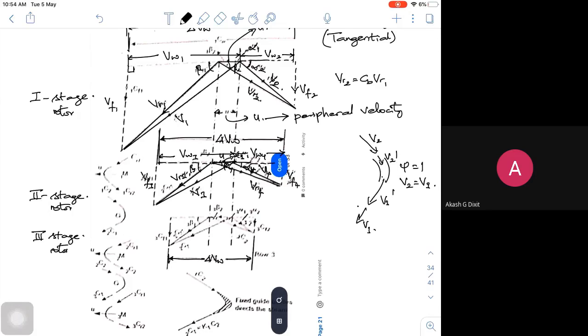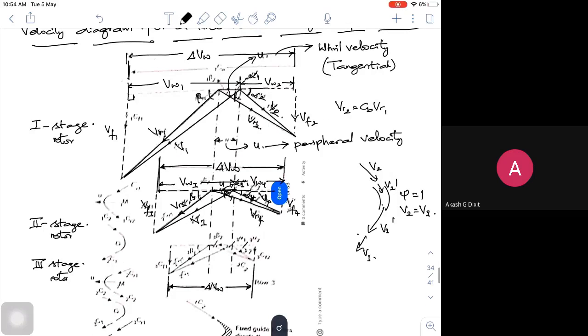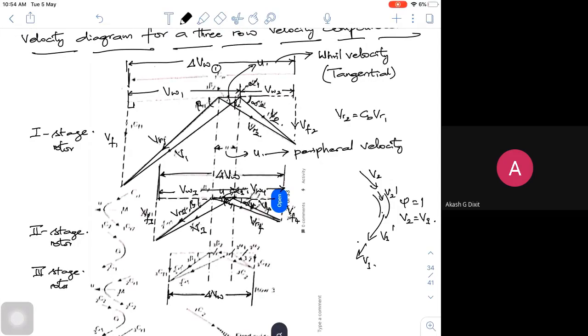So at each and every stage, what is the difference between my delta VW for the first stage and delta VW for the second stage? If both my VW1 and VW2 are in the same direction, this will be VW1 minus VW2. If VW1 and VW2 are in opposite directions, then VW1 minus VW2 becomes plus, so it is VW1 plus VW2. That's how you people have tried to build some kind of a concept by solving the numericals. So a similar thing I can do for the third stage also.